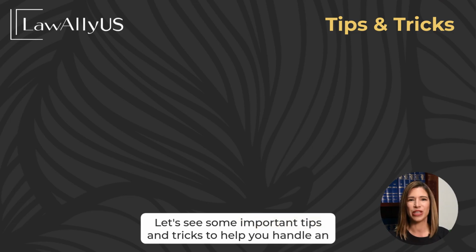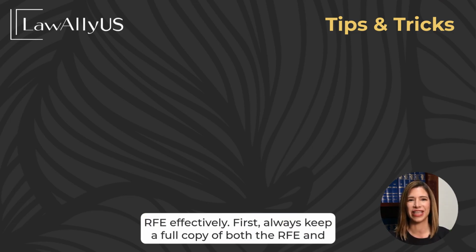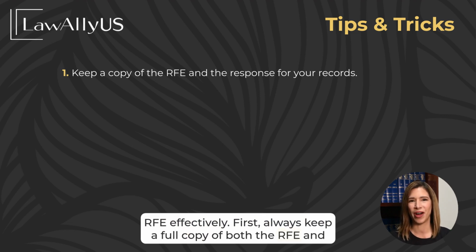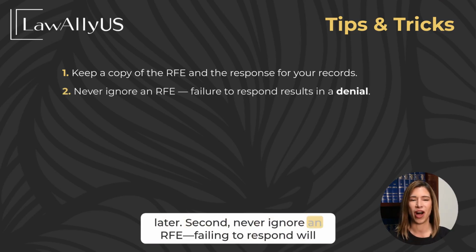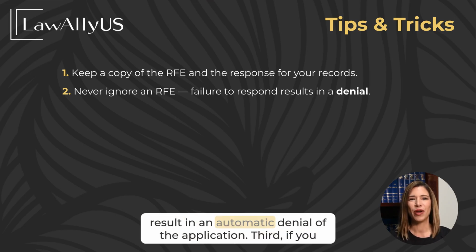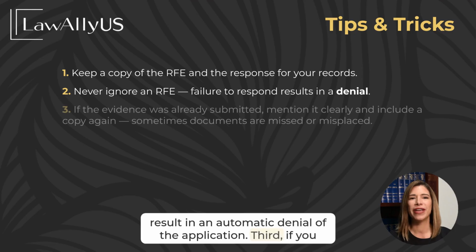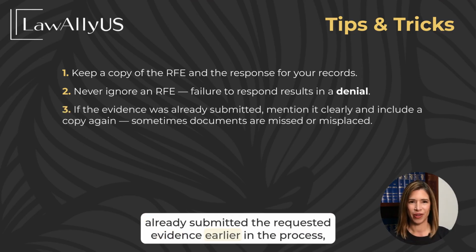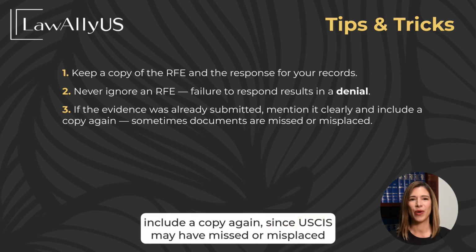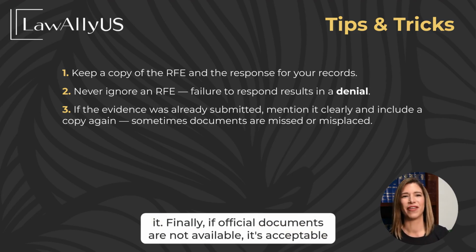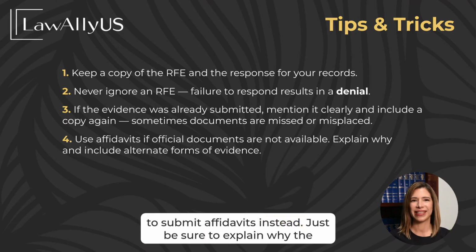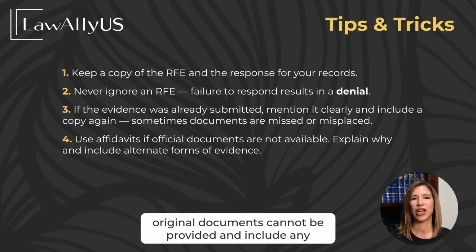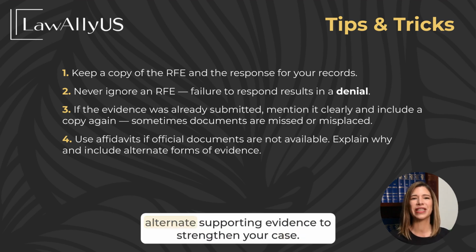Let's see some important tips and tricks to help you handle an RFE effectively. First, always keep a full copy of both the RFE and your response for your records, as you may need to reference them later. Second, never ignore an RFE. Failing to respond will result in an automatic denial of the application. Third, if you already submitted the requested evidence earlier in the process, make sure to mention that clearly in your response and include a copy again, since USCIS may have missed or misplaced it. Finally, if official documents are not available, it's acceptable to submit affidavits instead. Just be sure to explain why the original documents cannot be provided and include any alternate supporting evidence to strengthen your case.